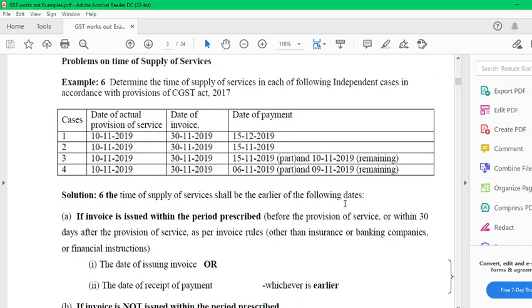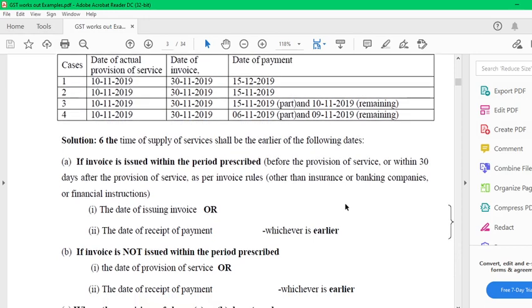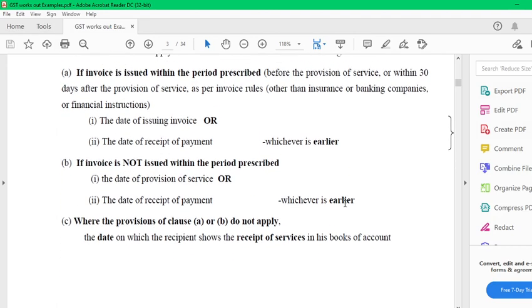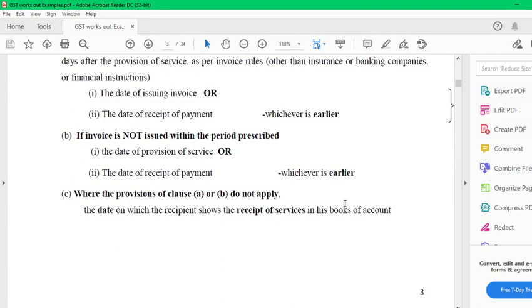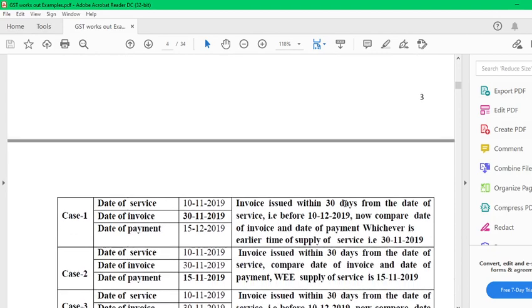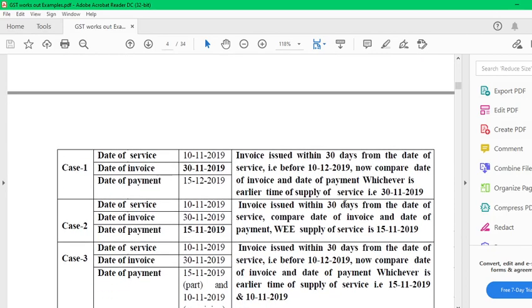Now examples. All the details are given: the date of issue of invoice or date of receipt of payment, whichever is earlier. In this case, we are examining all these, whichever is the earlier date. Everything is discussed in theory. Case 1. The invoice is issued within 30 days from the date of service, that is, before 10/12/2019. Now we compare the date of invoice and date of payment, whichever is earlier. The time of supply is 30/11/2019. Second case, date of service is 10/11/19.